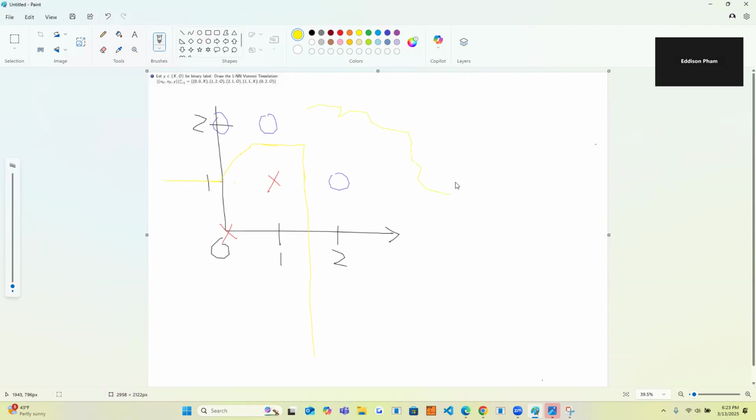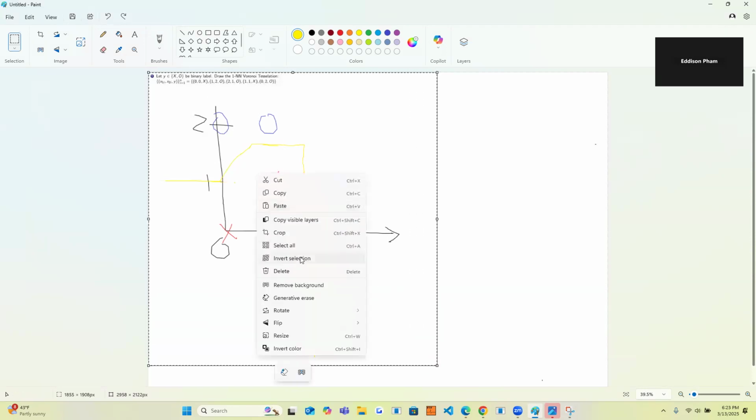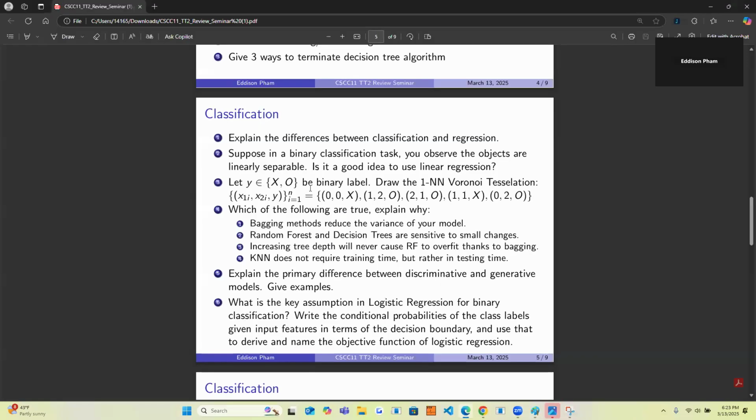Anything that goes into this region right here gets classified as O's. Anything in this region right here gets classified as X's. So that's kind of a trick I'm giving you guys to do this question. One of the benefits of coming to the review seminars. All right, that should be free marks on the exam if it shows up.